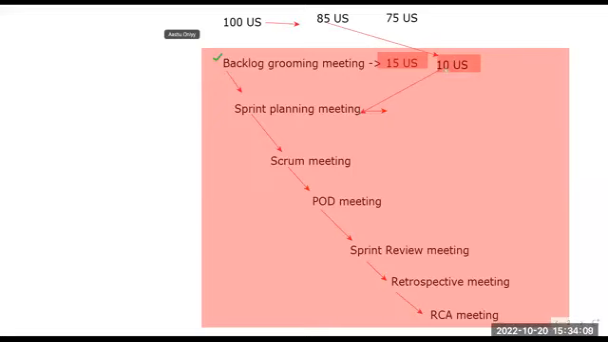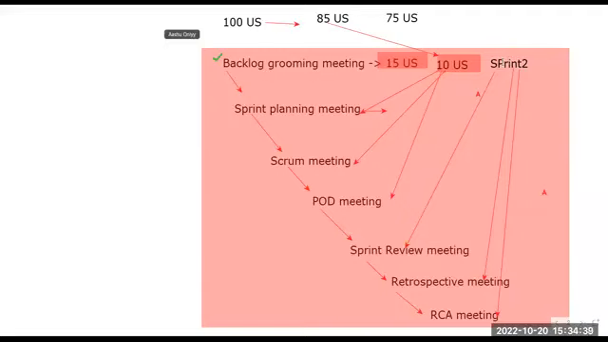And during this sprint, again we will have the daily meeting, again the POD meeting. This is sprint 2, where we will have these 10 user stories. At the end of the sprint we will conduct the sprint review meeting. After sprint completion, we will have the retrospective meeting. Also, we will conduct the RCA meeting. Getting it, guys? Okay. So now sprint 2 is over.